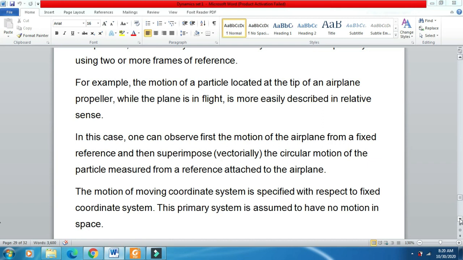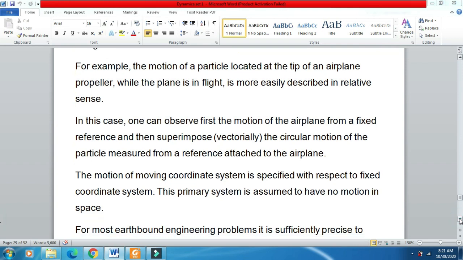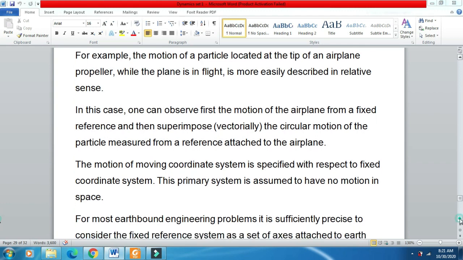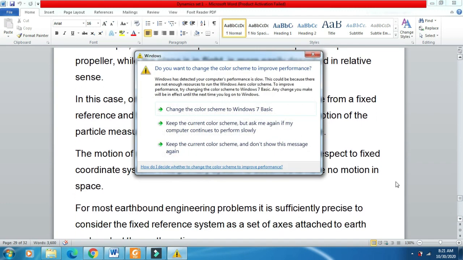We can divide the complete motion of the particle on the propeller into two components. One component is the motion of the airplane, and the second component will be the motion or rotation of the propeller with respect to the airplane. To determine the motion of the particle on the propeller, we will add the two motions in the vector form. That is, we will add the circular motion of the particle or propeller with the motion of the airplane. So for that we need a moving reference system.